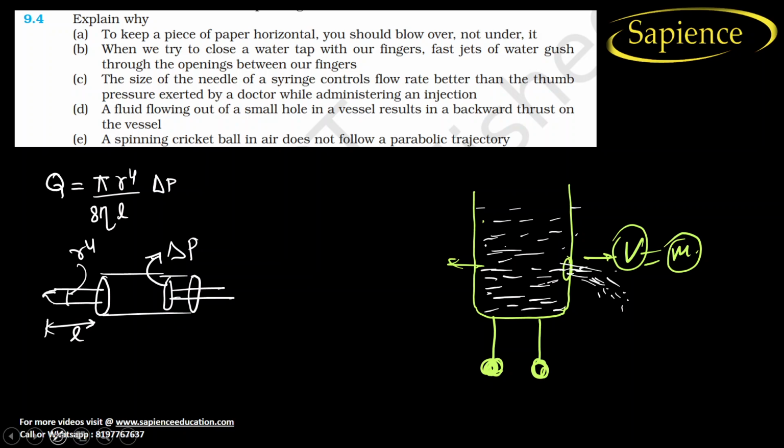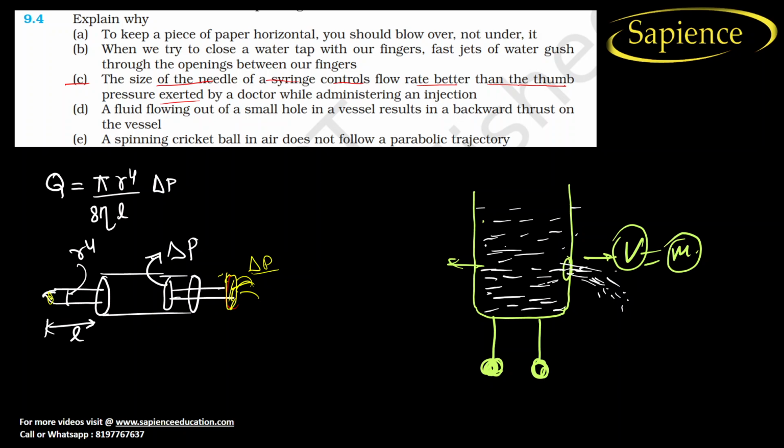Now let us discuss part c of 9.4. The size of the needle of the syringe controls the flow rate better than the thumb pressure exerted by the doctor while administering an injection. If we apply pressure on the syringe, what will happen? Let us consider this is a syringe and the doctor is applying a pressure delta P on this piston.